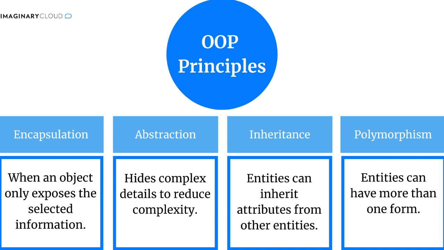In object-oriented programming, there are four core concepts: encapsulation, abstraction, inheritance, and polymorphism. We will talk about them in detail with the practical work. So let's move to the practical work without wasting any more time.